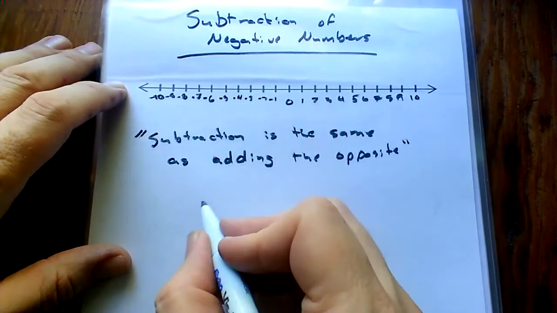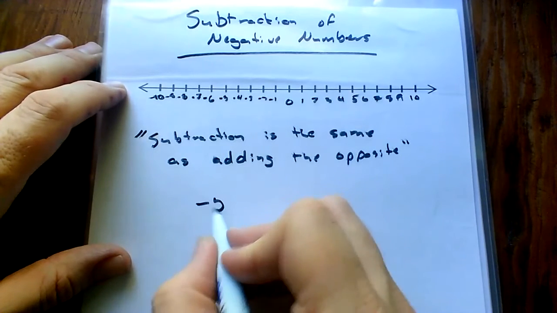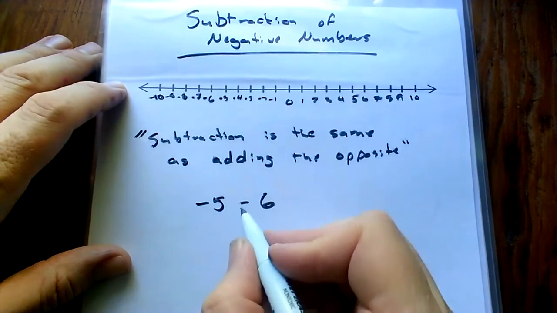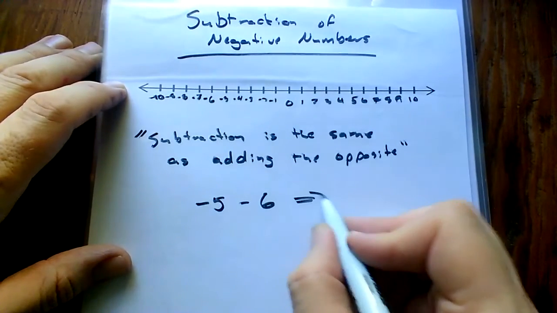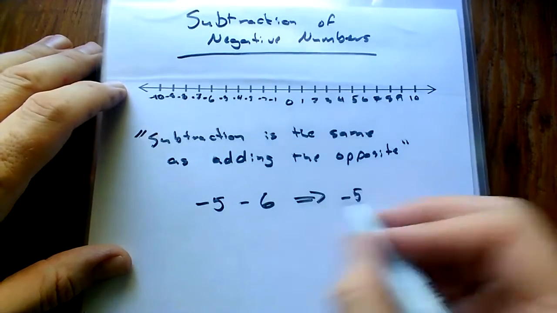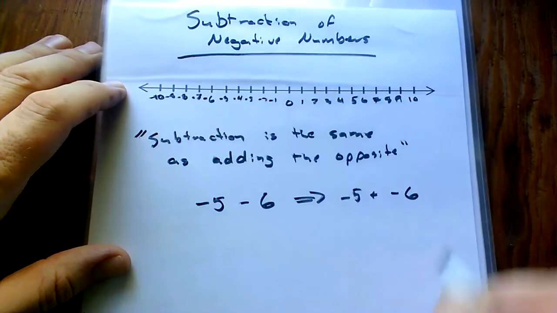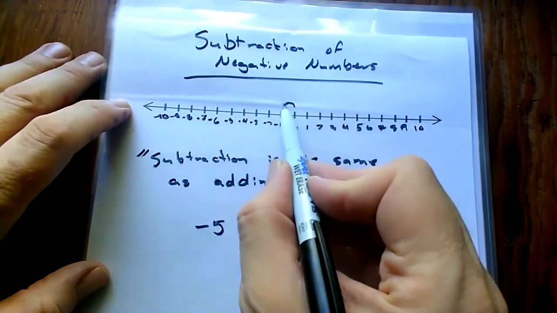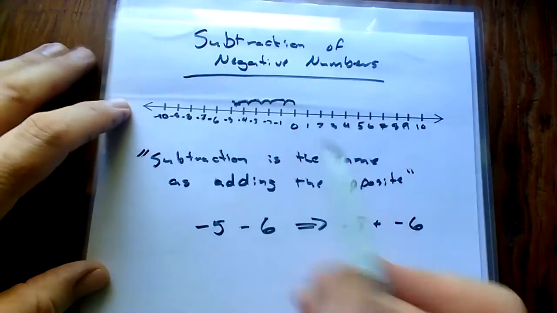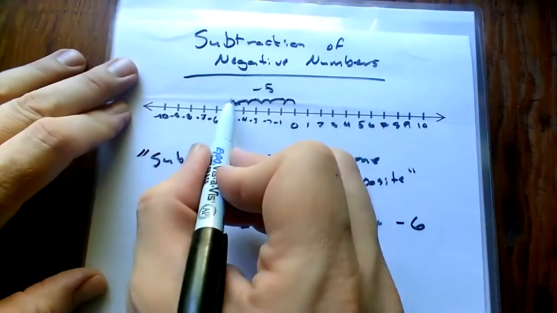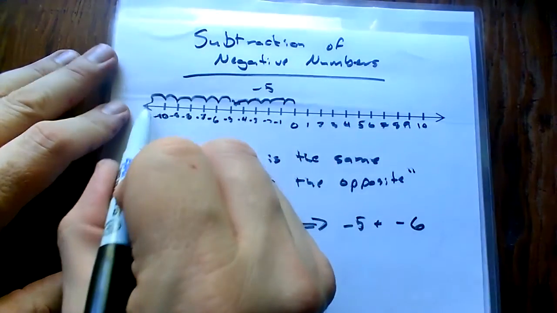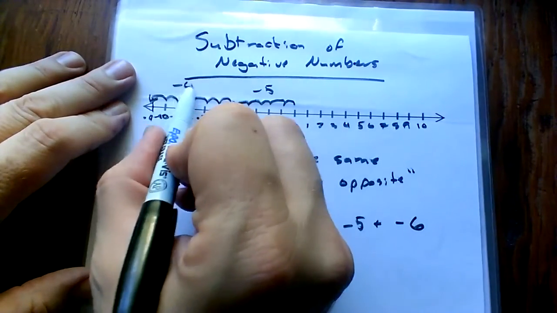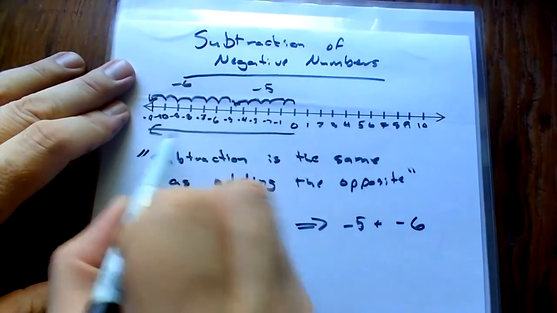So say I've got -5 minus 6. This is going to be the same thing as -5. We're never changing that first number, but it's the same thing as adding a -6. Well, -5, 1, 2, 3, 4, 5, add a -6, 1, 2, 3, 4, 5, 6, that would be here at -11. That means this would be grand total -11.